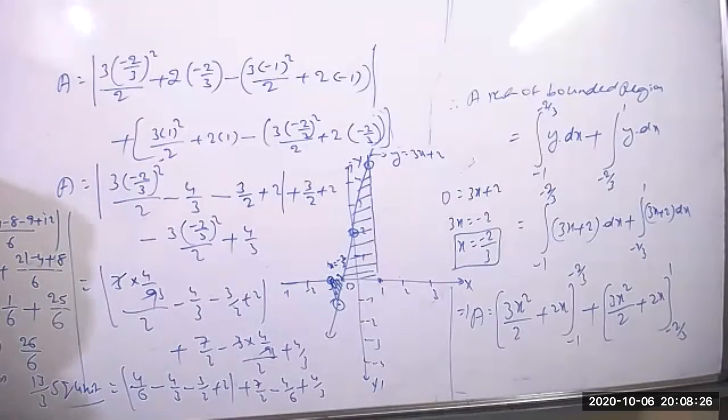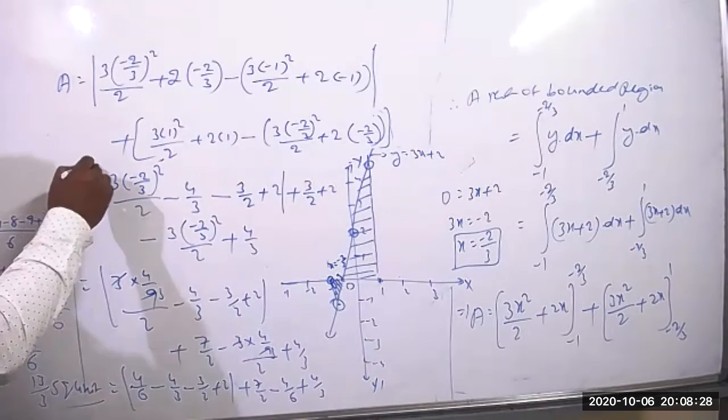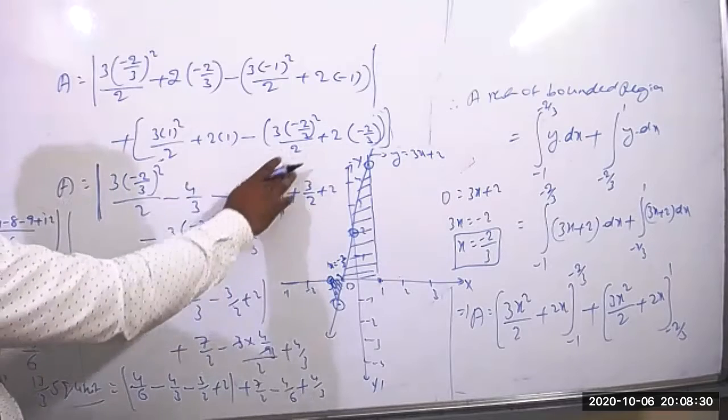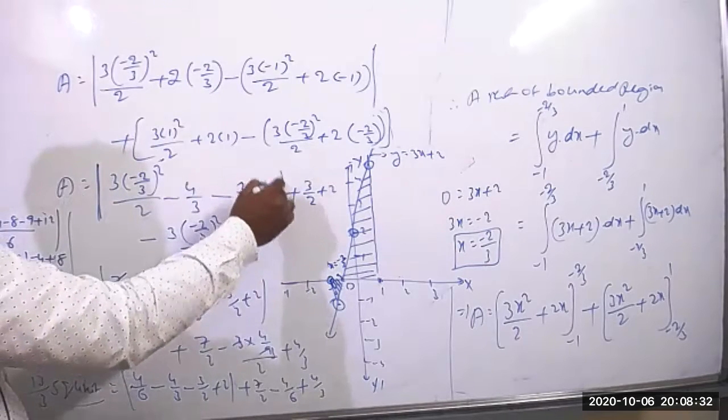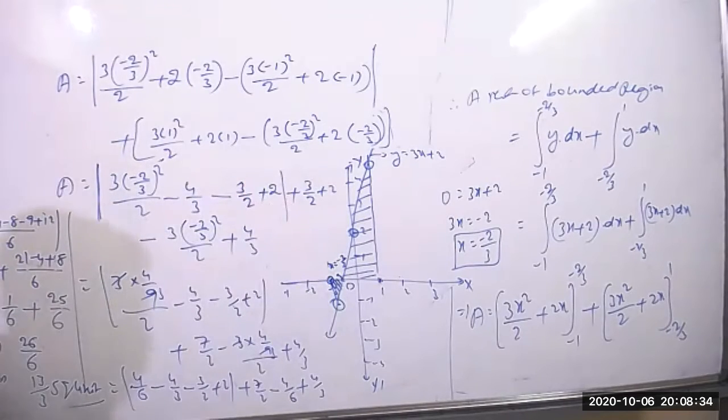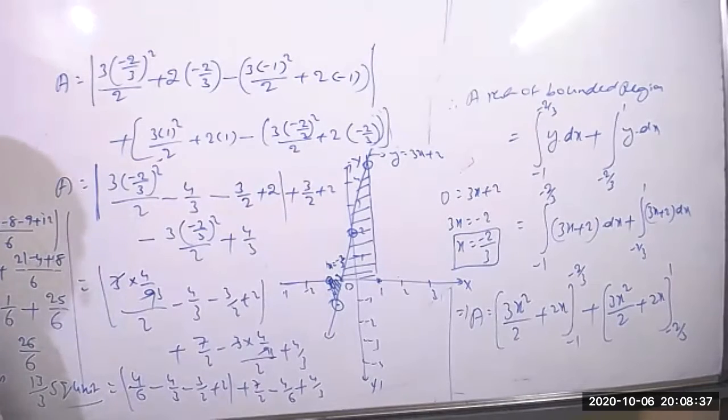Okay. So all of you remember that one. It is the area of the lower line. Compulsorily we have to take modulus here now, because the area will always be positive, never negative.